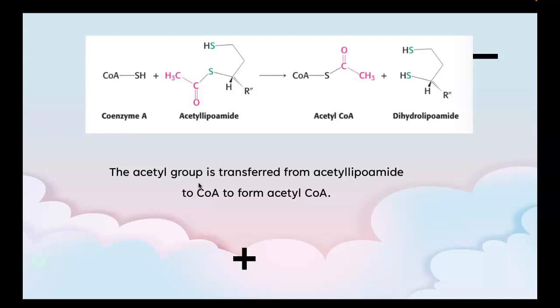The acetyl group is transferred from acetyl lipoamide to CoA to form acetyl CoA. Dihydrolipoyl transacetylase, enzyme 2, catalyzes this reaction. Acetyl CoA has now been generated for the citric acid cycle. As you see here, we see the portion of the acetyl CoA that is created for the citric acid cycle.